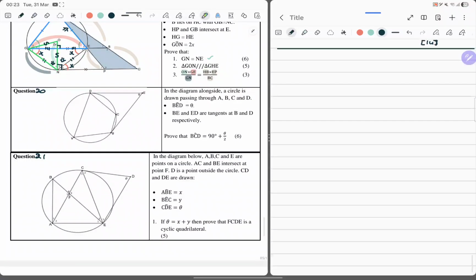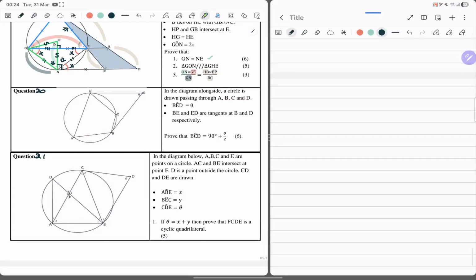All right, guys, we need to finish now. I'm tired of this Euclidean geometry business. Right, in the diagram alongside, a circle is drawn passing through A, B, C, and D. And we can see it's a cyclic quad already. BED is theta, so there it is. BE and ED are tangents. So if they are tangents from the same point outside the circle, they're going to be equal in length.